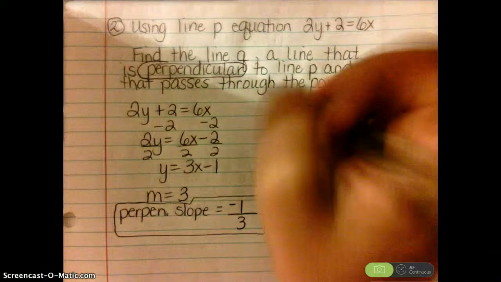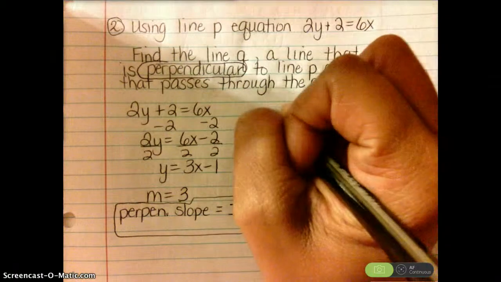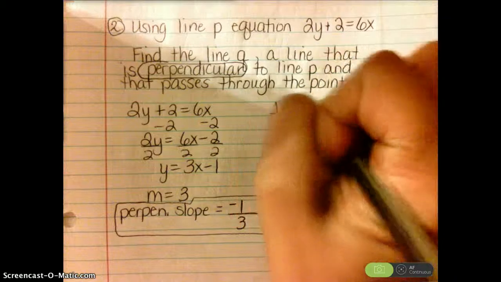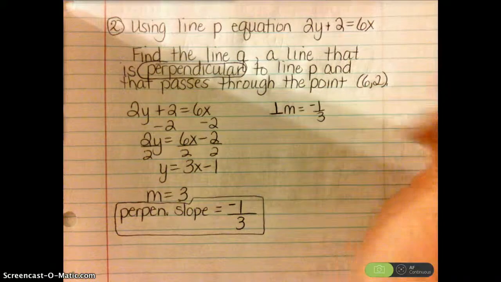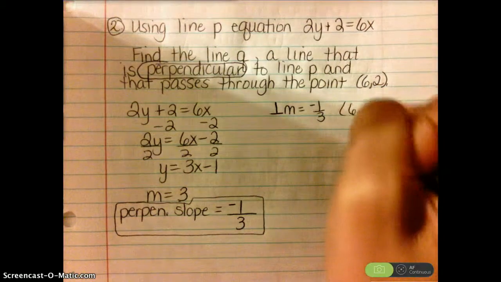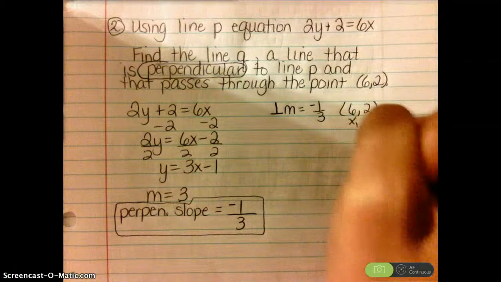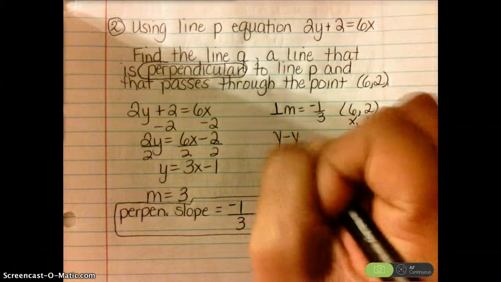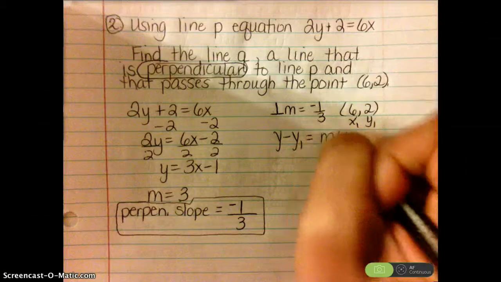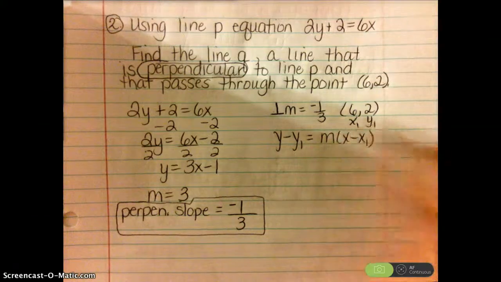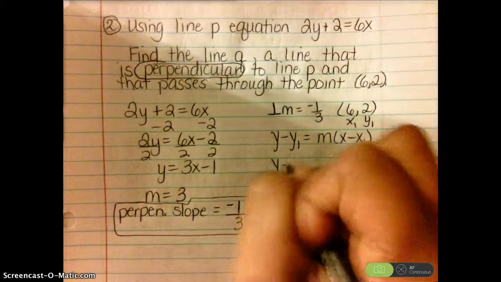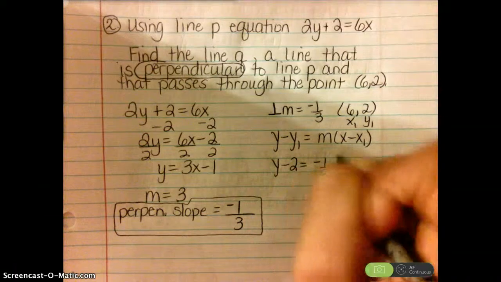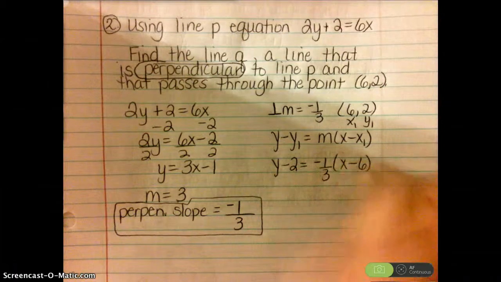Okay, so we're going to use the perpendicular slope, which is -1/3. And we're going to use that point (6, 2). That's your x1 and your y1. We're going to use the same point-slope form, y minus y1 equals m times (x minus x1). And you're going to have y minus 2 equals -1/3 times (x minus 6).